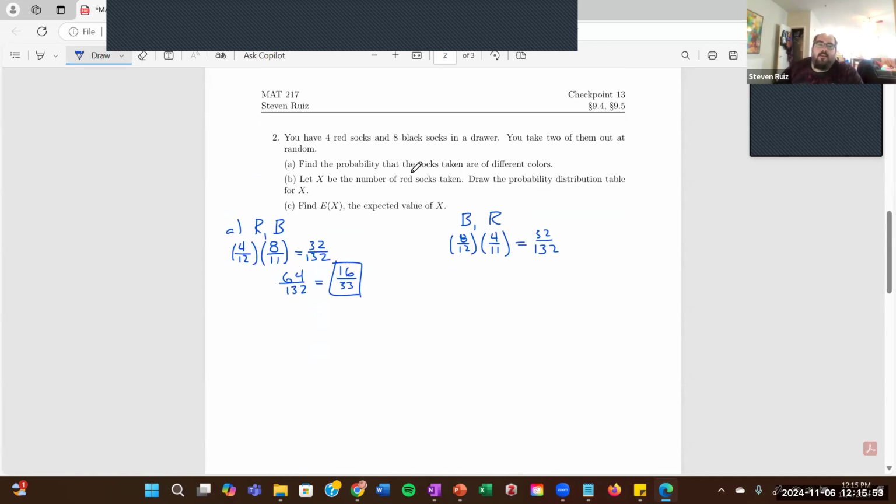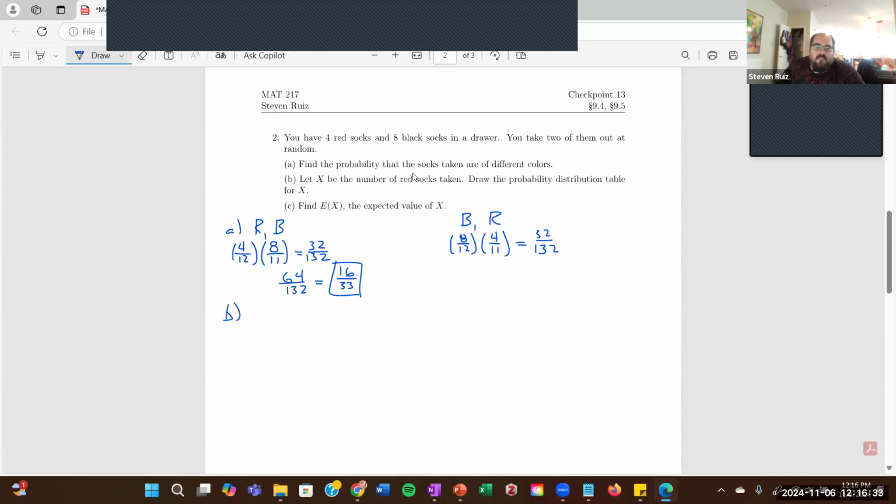Not quite half. All right, so B, now I have a random variable, capital X, which stands for the number of red socks I take. Draw the probability distribution table for X. Okay, so what are the possibilities? What are the possible values that capital X can be? I'm going to draw two socks. Is it possible I take no red socks? That's possible. Is it possible I take one? Sure. Is it possible that I take two? Also, yes. I think those are the possibilities.